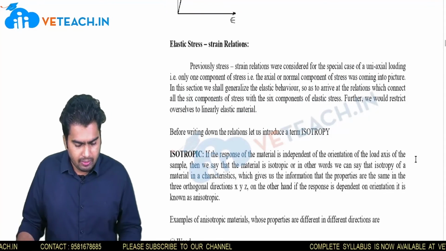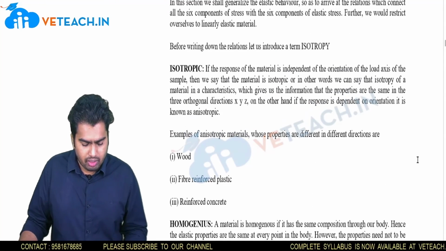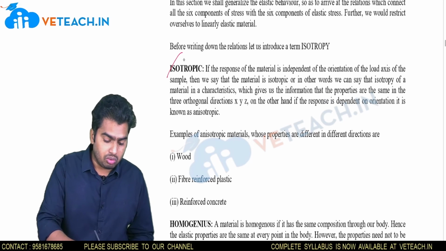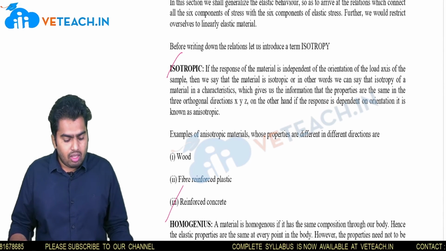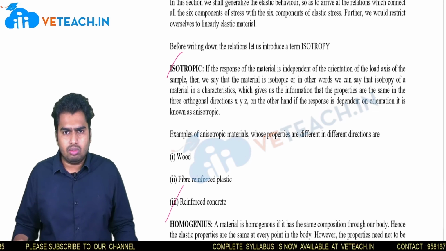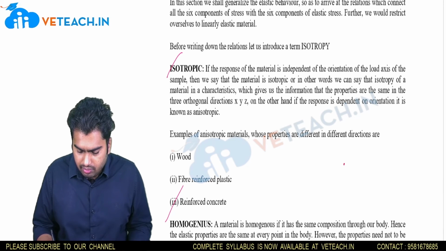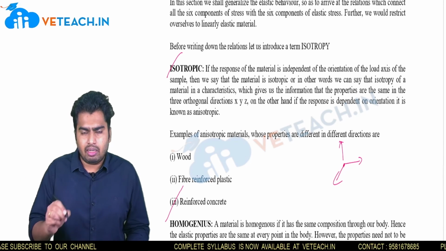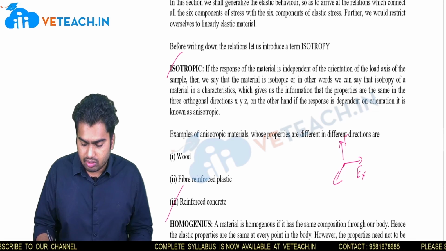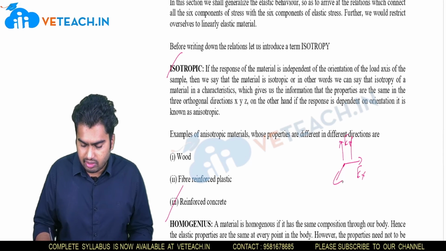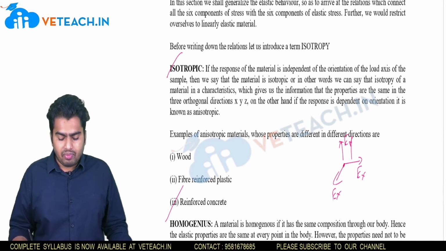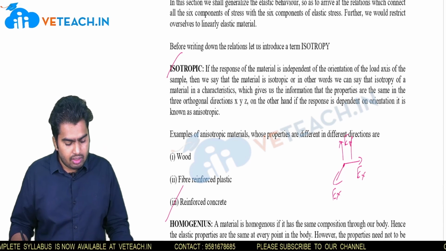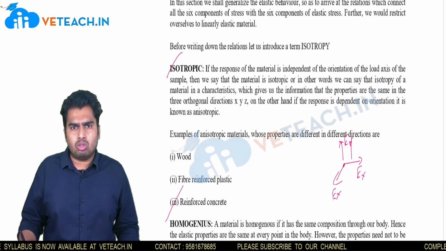Now let us see what is meant by isotropic property and homogeneous property. This is a very important property while studying strength of materials. Isotropic property means that at a point the material properties are equal. For example, if I take modulus Ex, Ey and Ez, all these material properties are equal at a particular point, then such a property is known as isotropic property.